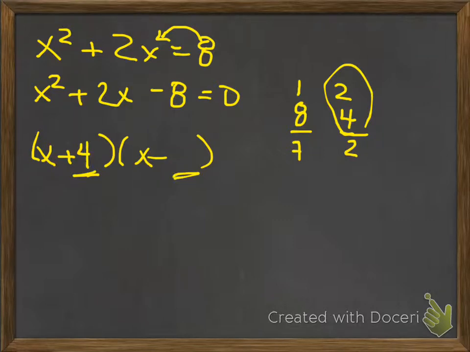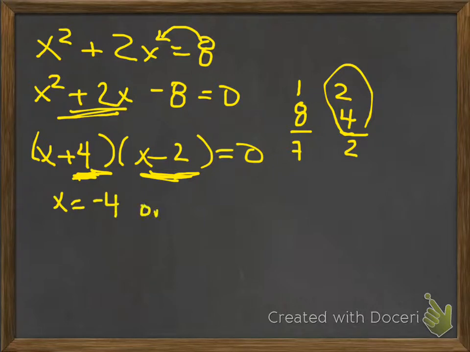Okay? And it makes more sense to say 4 minus 2 gives me an answer of positive 2. If you switch it around, 2 minus 4, you would have negative 2. So this would have had to have been a minus. Okay? Set the parentheses equal to 0. Take the opposites, x is equal to negative 4 or x is equal to 2, and you have your answer.